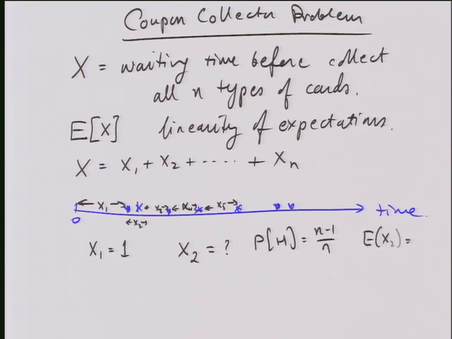So x2 is a random variable, right? We don't know how long we have to wait till we get the second card, but we know what the expected value of x2 is. It's just n over n minus 1.